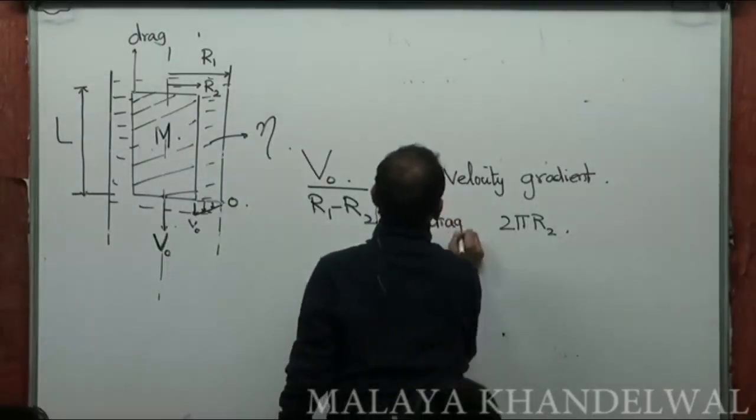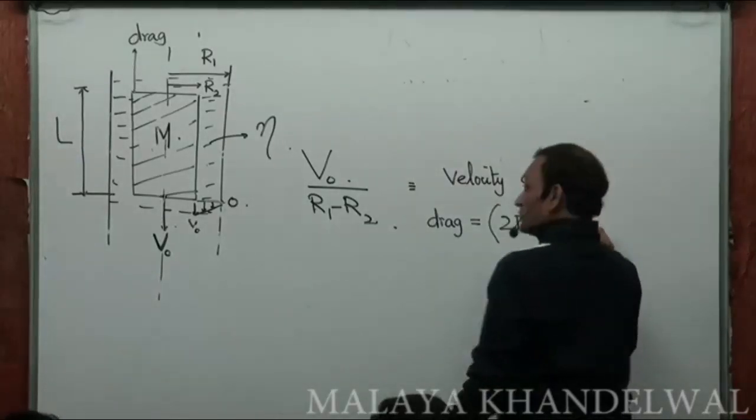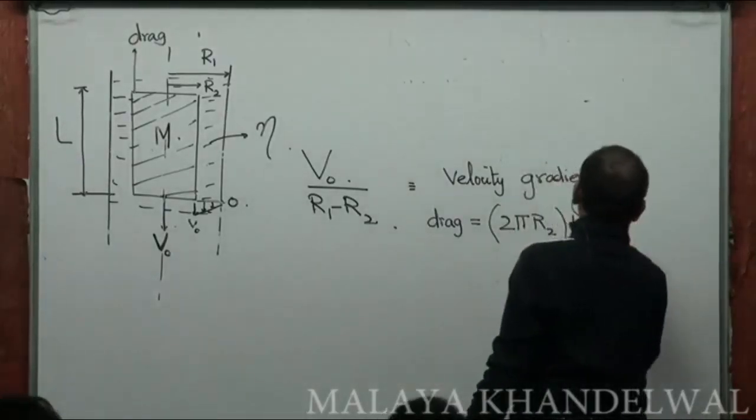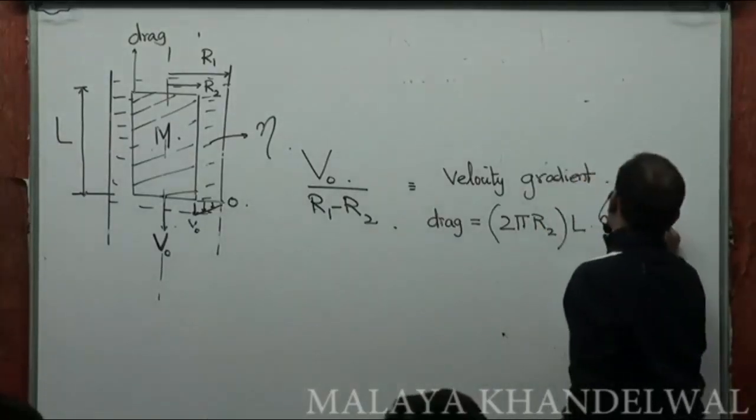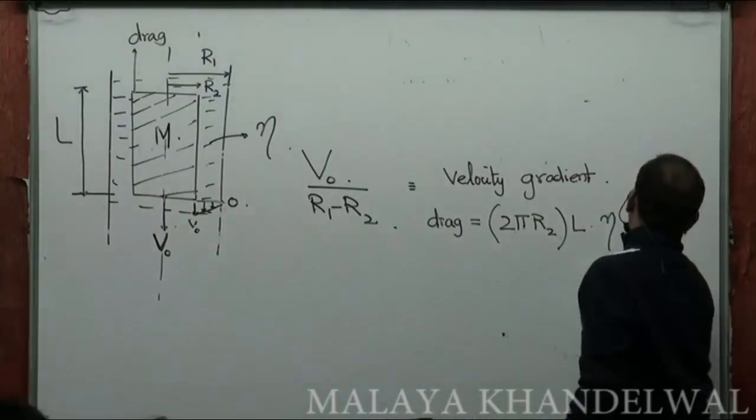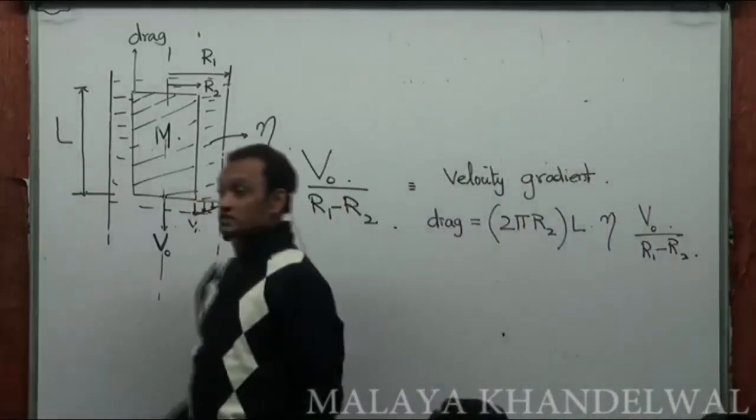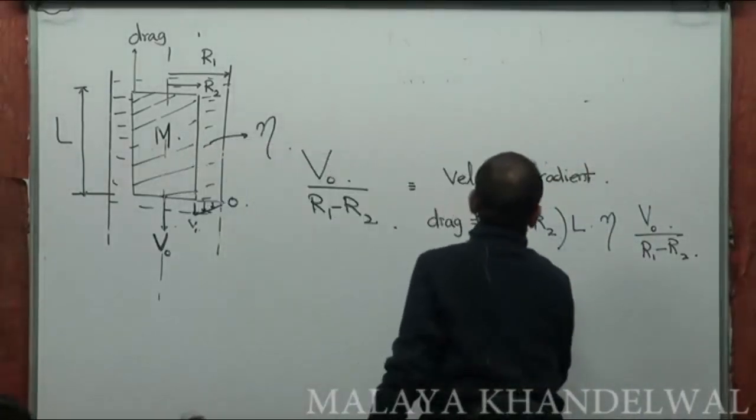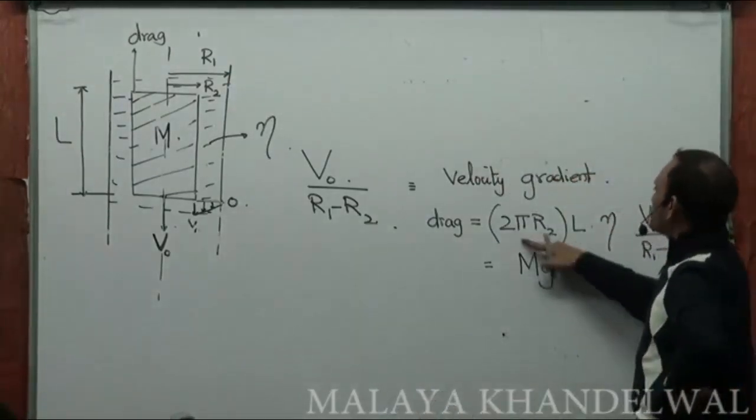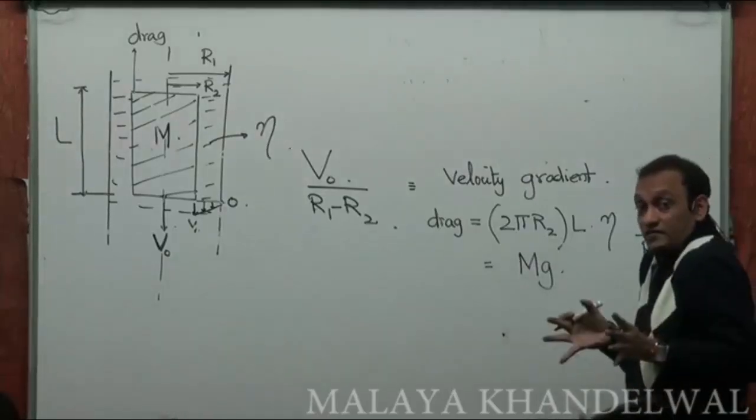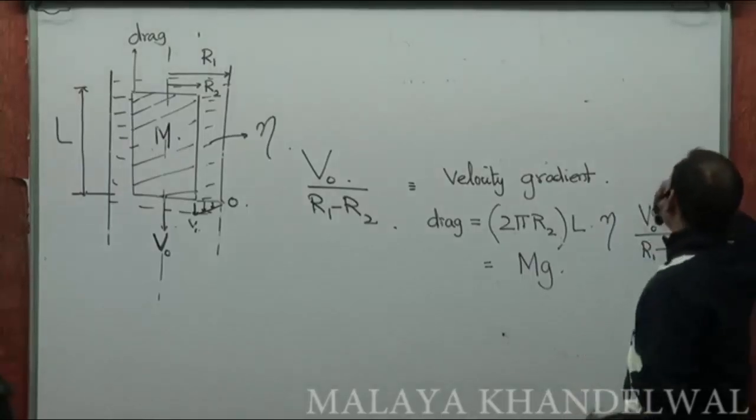The upward drag that it experiences is going to be 2 pi R2 into L, which is the area, into eta, which is what I want to select, into velocity gradient, which is V naught by R1 minus R2. Now, if I wanted to have a constant velocity V naught downwards, then the weight downwards must balance the upward drag acting on the curved surface area of the cylinder so that it can move down with constant velocity, and you can compute eta from this.